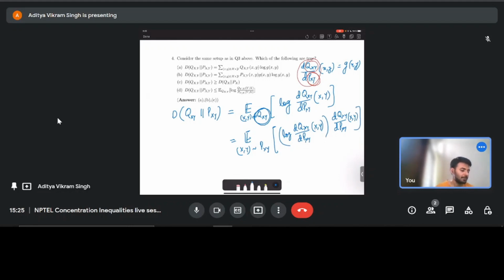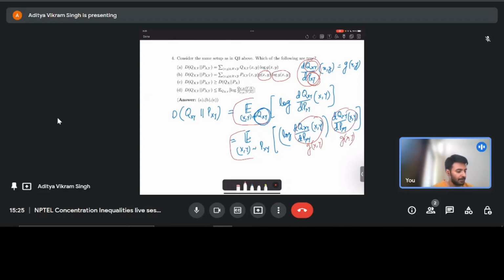Right. So this is the definition of KL divergence. Okay. So if you see, option A corresponds to this equality, and option B corresponds to this equality. In option B, g(x, y) log g(x, y), right? Because this is g(x, y) and this is g(x, y).